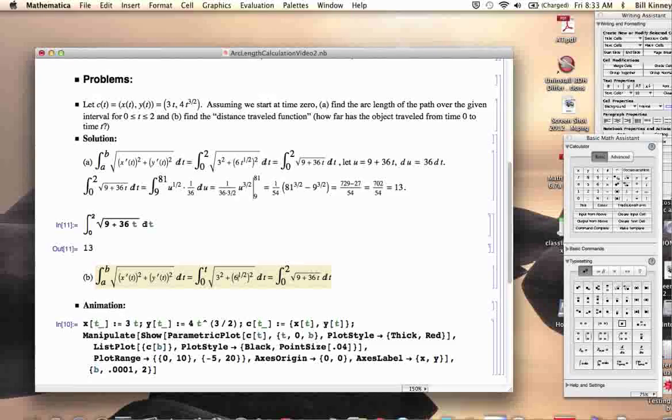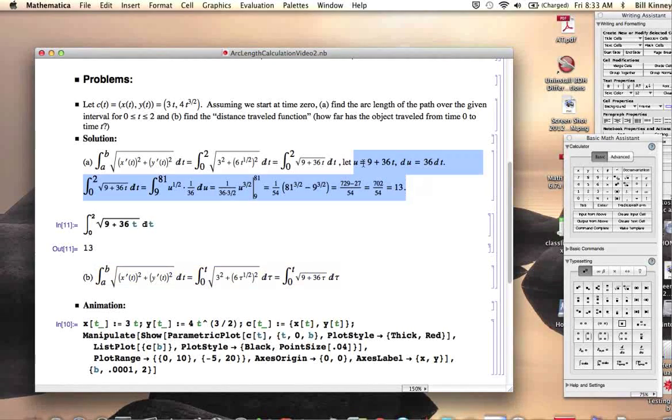If I do that, well, some people get sloppy and continue using a t inside the integral for the integrand, but I'm going to use a different letter. I might as well use a tau, since tau is the Greek version of t. And so this is the integral that I need to do to get the arc length, the distance traveled function, a function that's going to tell you how far you've gone in a given amount of time.